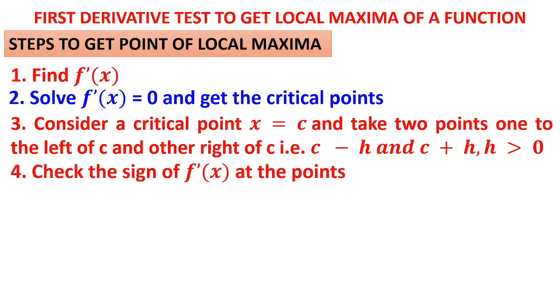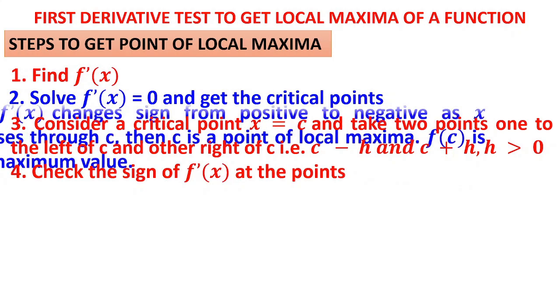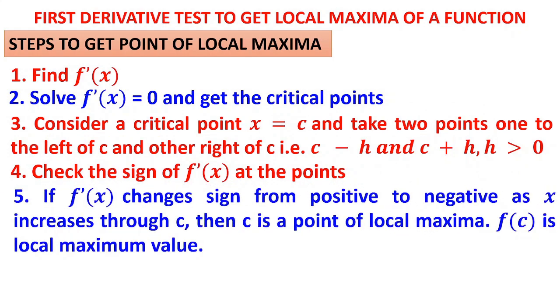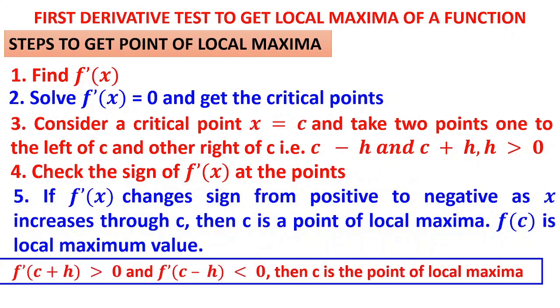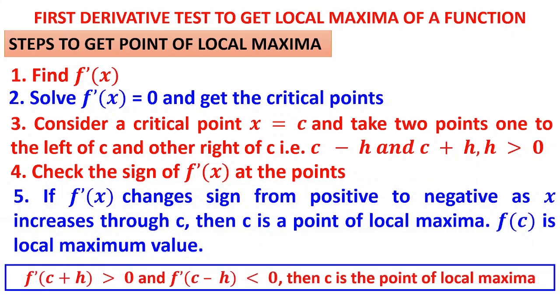Well, check the sign of f dash of x at these points. Suppose it changes from positive to negative, then it is a point of local maxima. That is, f dash of c plus h is less than 0 and f dash of c minus h is greater than 0.